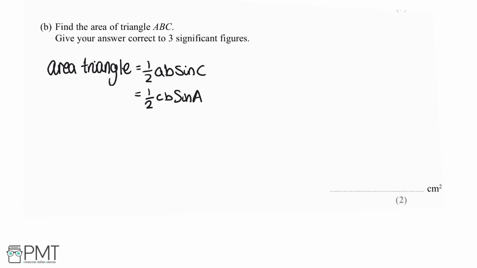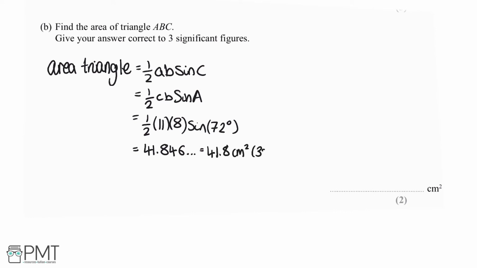Now this means the exact same thing. We've got a sine of an angle, and then we've got the other two sides here. So essentially all we've done is relabel the angles and sides. So now we're able to do this. It's going to be half multiplied by 11, multiplied by 8, because that's our values of c and b. Then we're going to multiply by sine of A, which is 72 degrees. And popping that all into the calculator, we get a value of 41.846... But again, we want three significant figures, so that's going to be 41.8 centimeters squared to three significant figures. We get 1 mark for working and 1 mark if we get the correct answer.